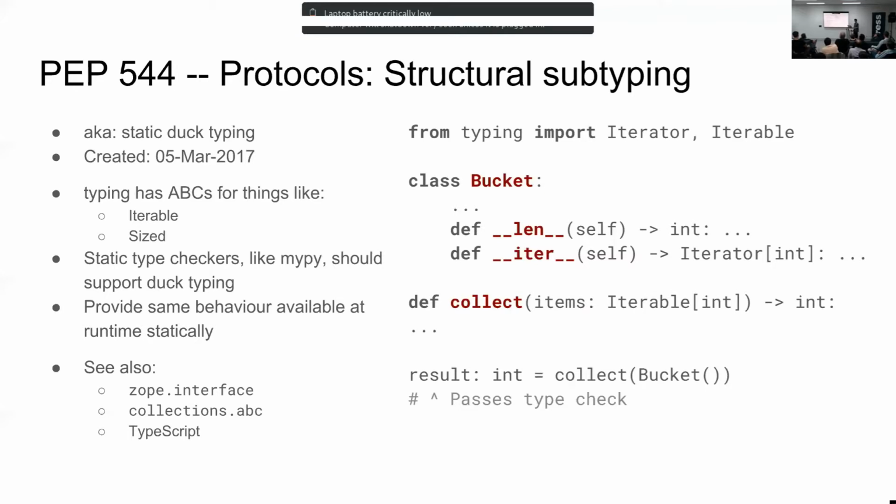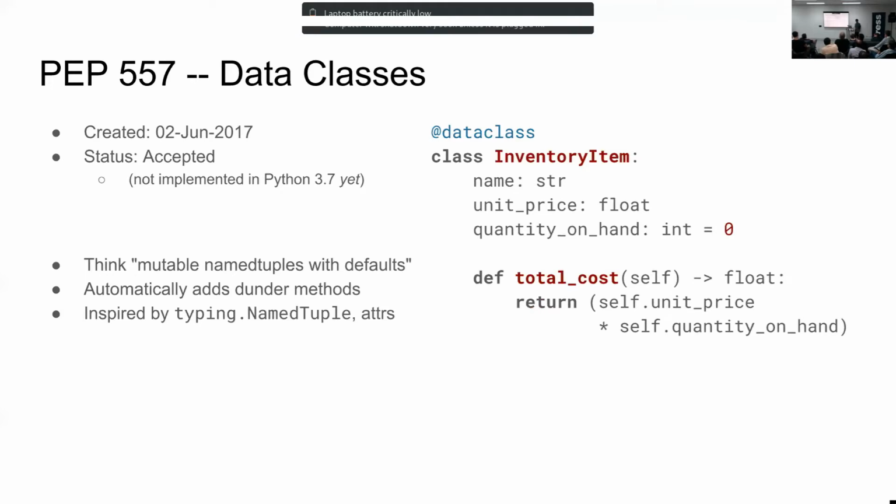Attrs is nice, by the way, if you're a JavaScript developer. Data classes. So these haven't actually been implemented in Python 2.7. But basically, if you've used named tuples before, you might know about how painful they can be to use. So basically, you can think of data classes as mutable tuples with defaults. You just get an ordinary class and you decorate it with this dataclass decorator, and it automatically adds all the dunder methods. So all the comparisons, they all work.